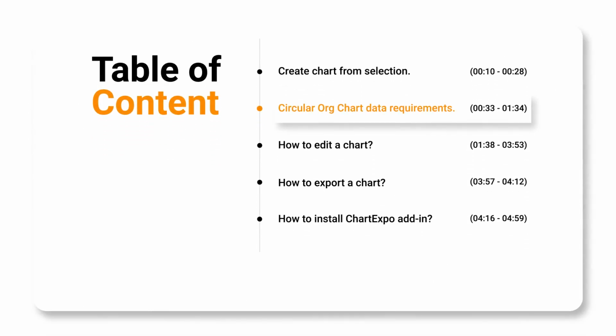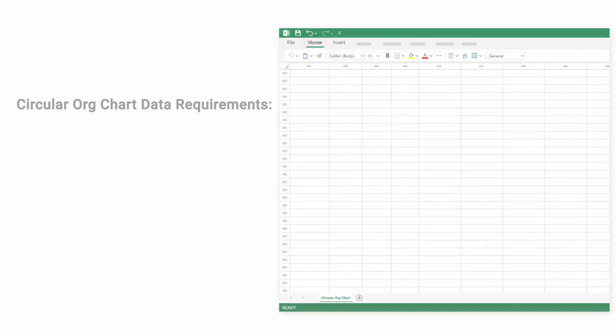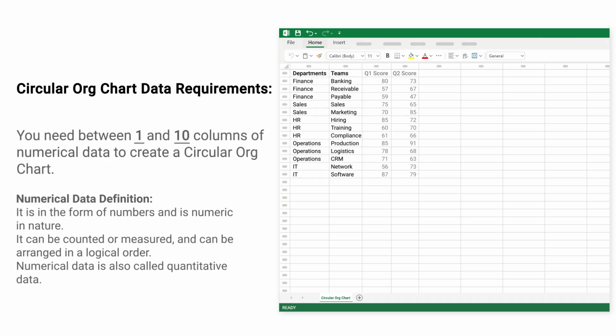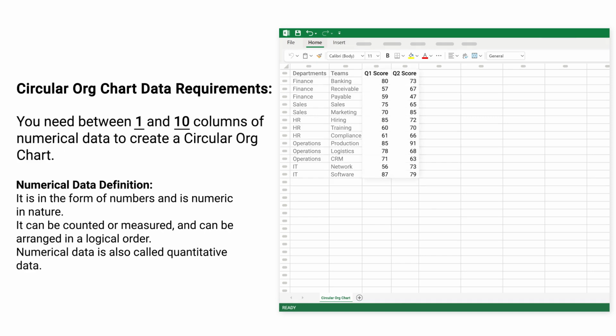Circular organization chart data requirements. You need between 0 and 4 columns of categorical data to create a circular organization chart. Categorical data definition: it describes a characteristic or a category of data. It takes on values that are names or labels. Categorical data is also called qualitative data. You need between 1 and 10 columns of numerical data to create a circular organization chart.